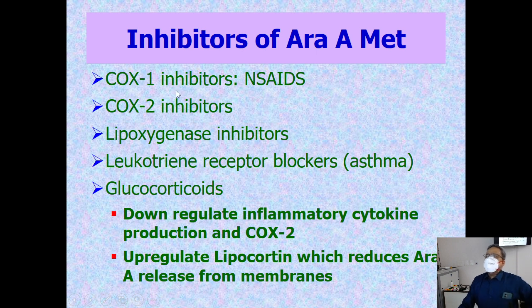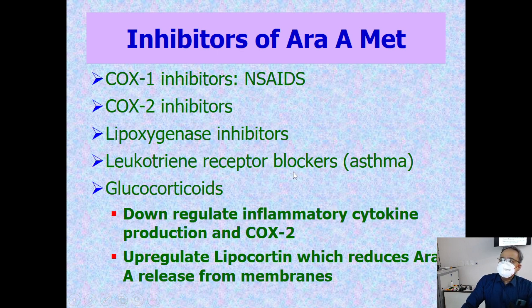So COX-1 inhibitors are what you normally call the NSAIDs, and COX-2 inhibitors are the things like, the name is escaping my mind, although I use it all the time. So you also have lipoxygenase inhibitors, which will prevent asthma.